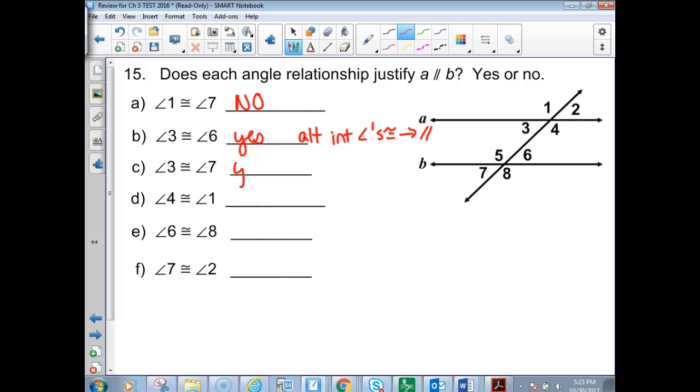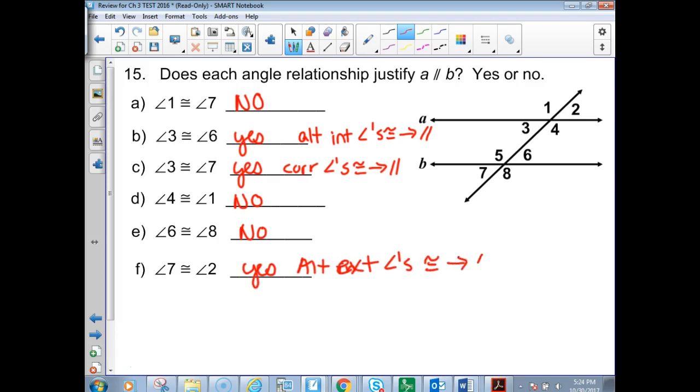Angle 3 congruent to 7 would be yes, because if corresponding angles are congruent, then you have parallel lines. 4 and 1, no. Doesn't make any lines be parallel. They're just congruent because they're vertical. And angle 6 and 8, no. They wouldn't be congruent in the first place unless they were both 90 because they form a linear pair. And 7 and 2 would be a yes, and that's because if alternate exterior angles are congruent, then you have parallel lines.